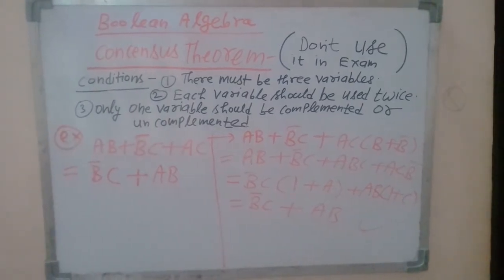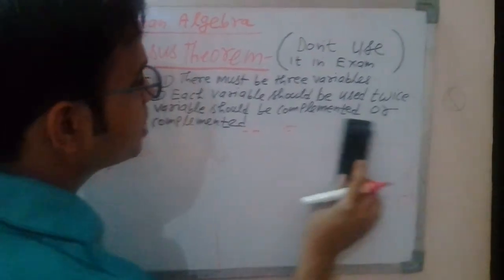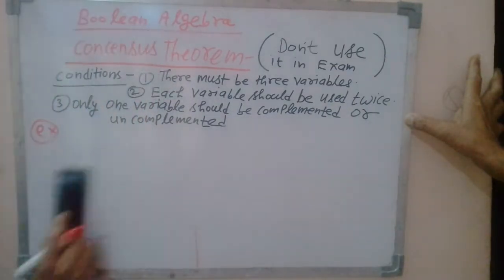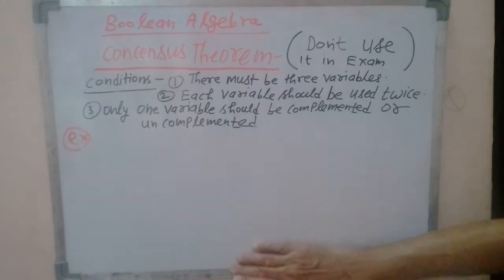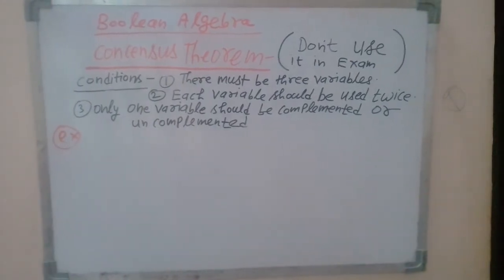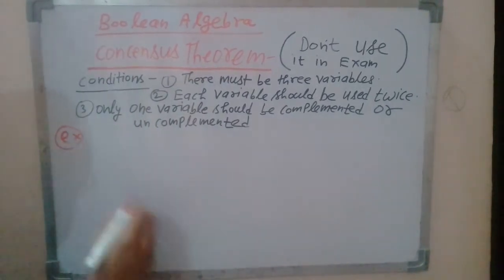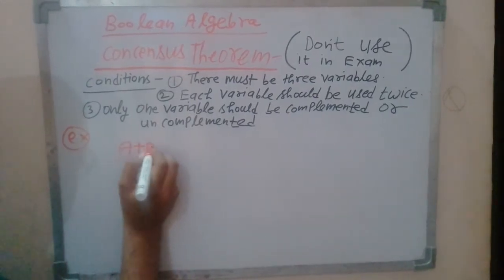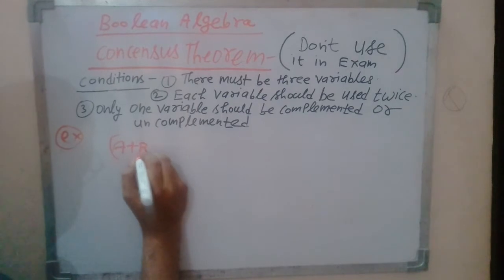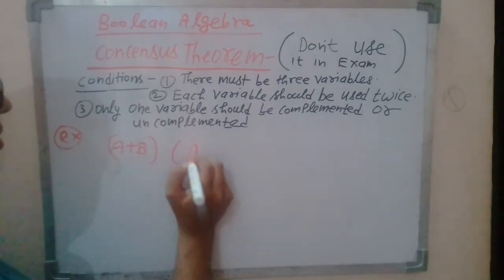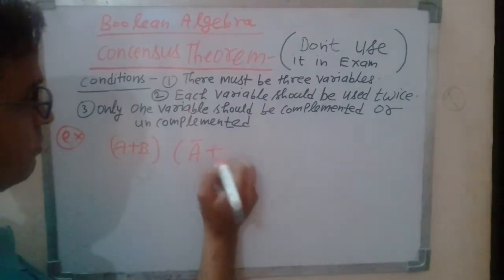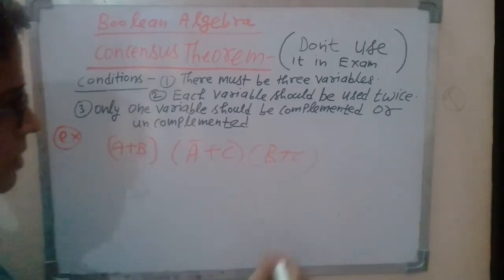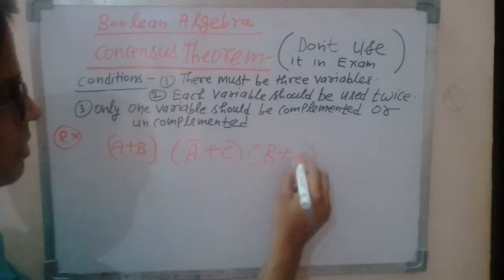Another example. I hope it is clear to all of you. It is very easy, right? Let me take the product of sum form: A plus B, A bar plus C, B plus C.